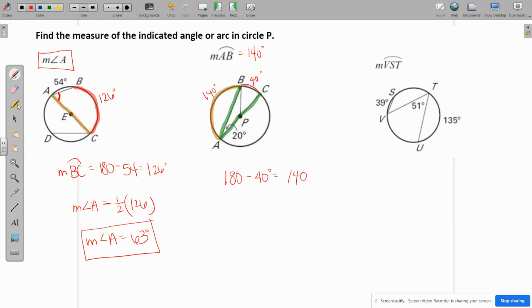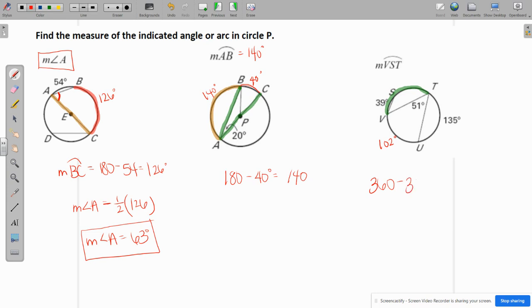And the last one, the measure of arc VST. So VST is going to be this arc here. If I want the measure of that arc, I need to utilize that this inscribed angle is 51 degrees. If I double that, then the measure of this intercepted arc is going to be 102 degrees. So I can see here's 39 degrees for arc SV, 102 degrees for arc VU, and then 135 degrees for arc UT. So all the way around the circle would be 360 degrees.